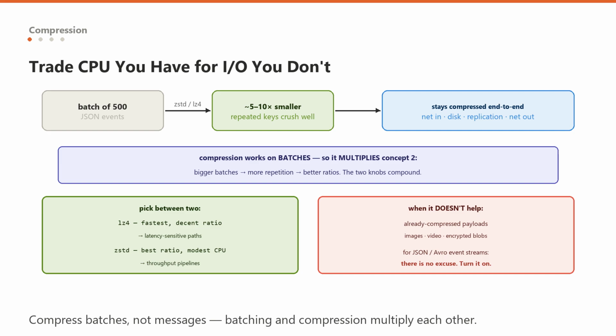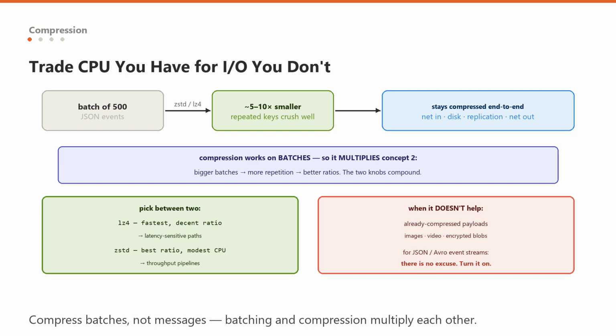gzip is generally dominated by Zstandard now, and Snappy by LZ4. Two facts make compression better than people expect. First, Kafka compresses whole batches, not individual messages. A batch of 500 similar JSON events is full of repeated keys and structure, which is exactly what compression algorithms feast on. This means compression and batching multiply each other: bigger batches make every compressed byte cheaper.